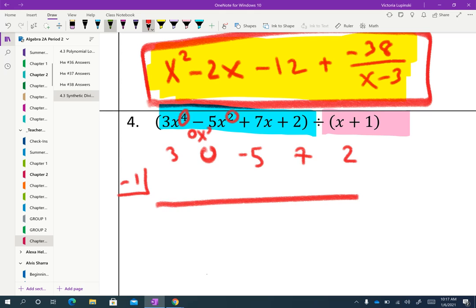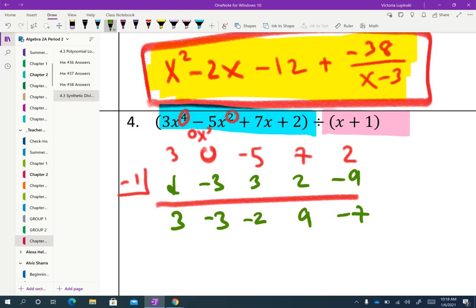Once I've got the setup, you're going to go ahead and follow the same procedure. And again, treat the 0 just like you would any other number. Multiplying by 0, of course, gives you a 0. So bring down the 3, multiply to the box, -3. -3 plus 0 is -3. -3 times -1 is +3. +3 plus -5 is -2. -2 times -1 is +2. 7 plus 2 is 9. 9 times -1 is -9. 2 plus -9 is -7.